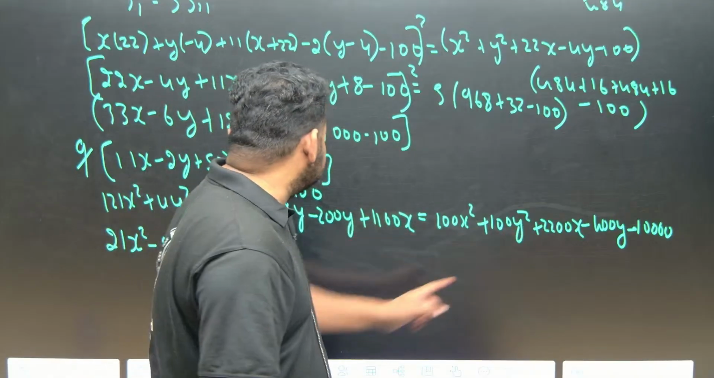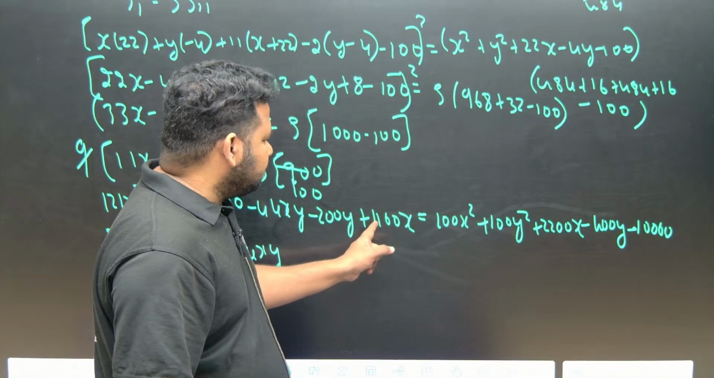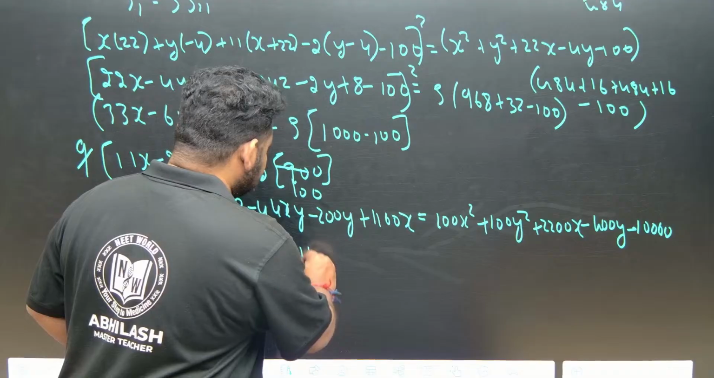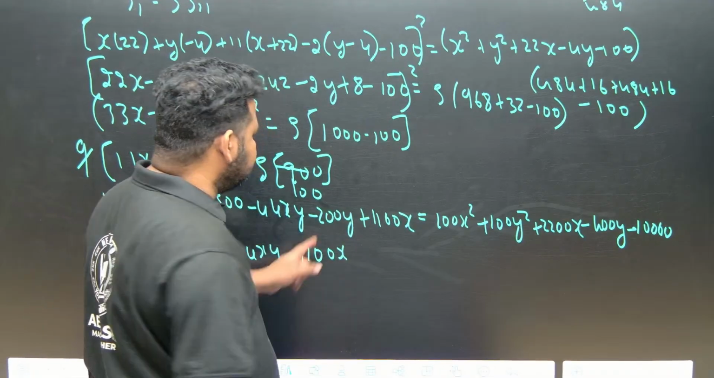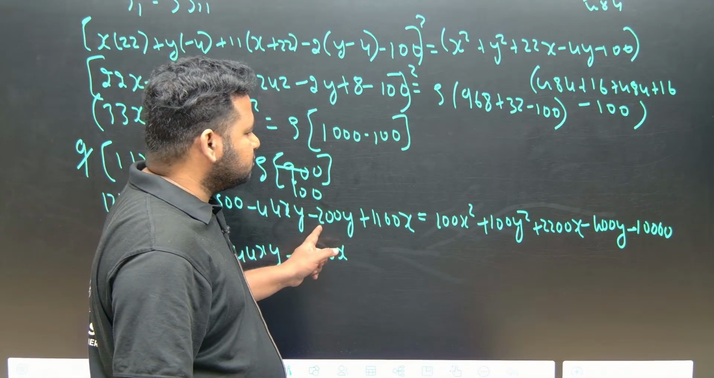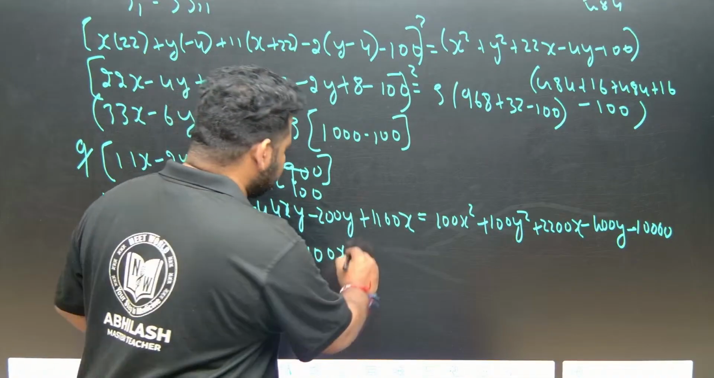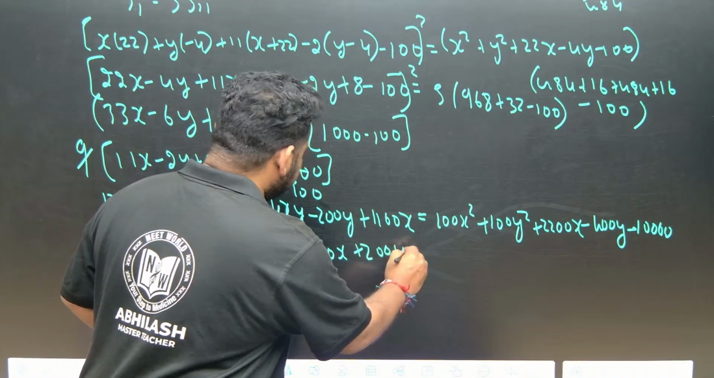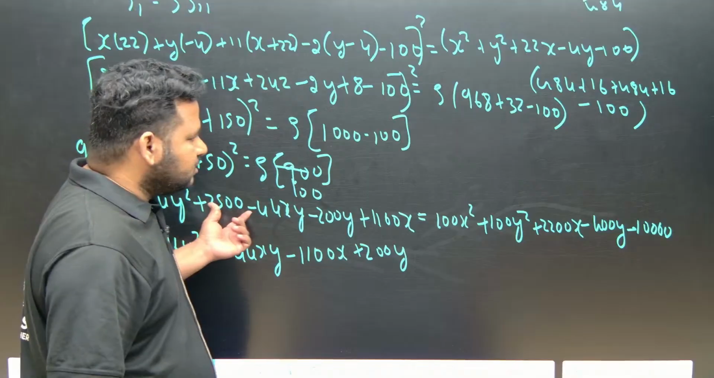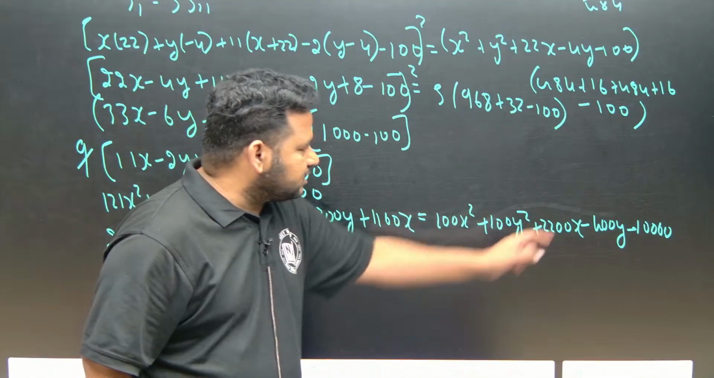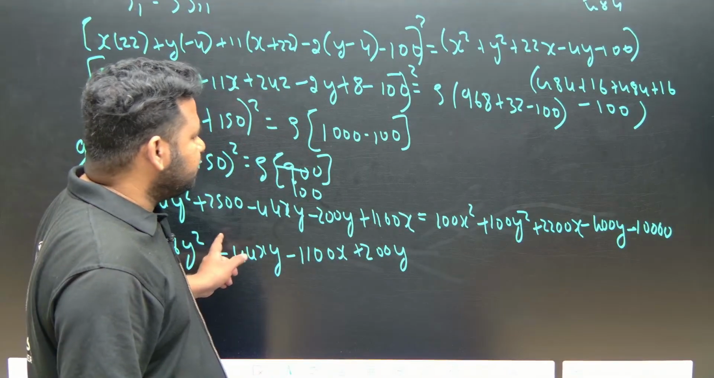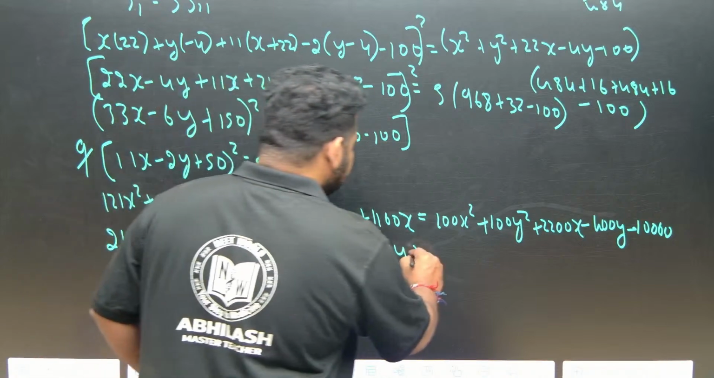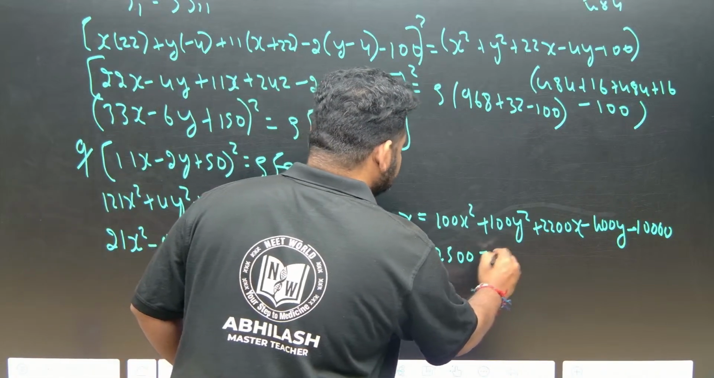2200x, this will become minus 1100x, 200y, right? This will become 200y. If I bring it this side, plus 200y. What about the constant 2500? 2500 plus 10,000, this will become 12,500 is equal to 0.